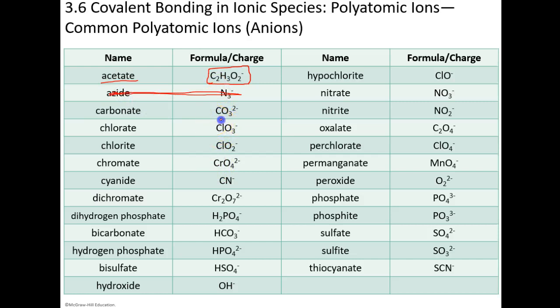This is the carbonate ion, the chlorate, the chlorite. Most of them, notice, end in -ate and -ite. There are a few exceptions. Cyanide and hydroxide, I believe, are the only two exceptions, and peroxide. We're not going to see peroxide that often. Those are the only three exceptions. Everything else is -ates and -ites. You notice that? That's kind of how you know it's going to be polyatomic. But also, notice there's more than one atom.